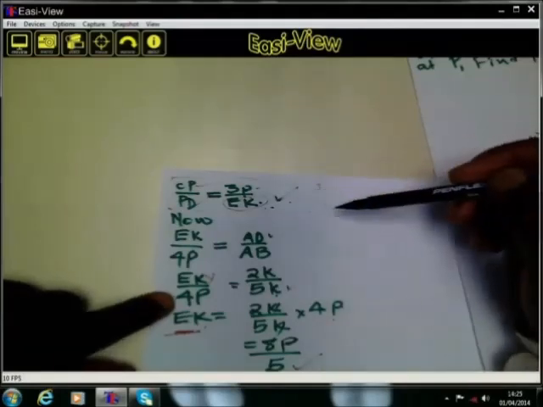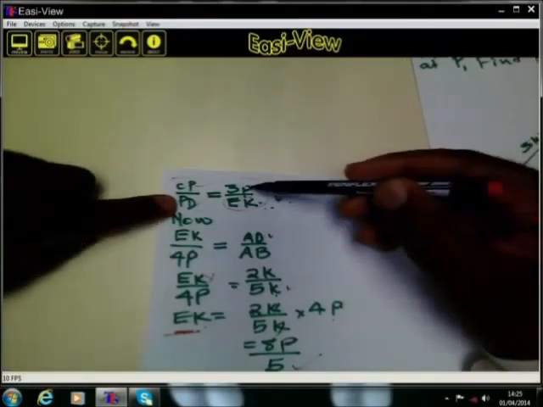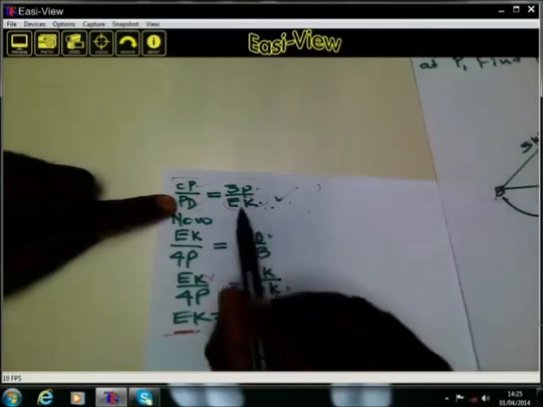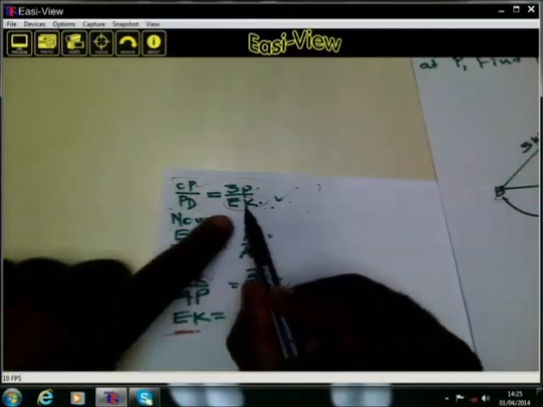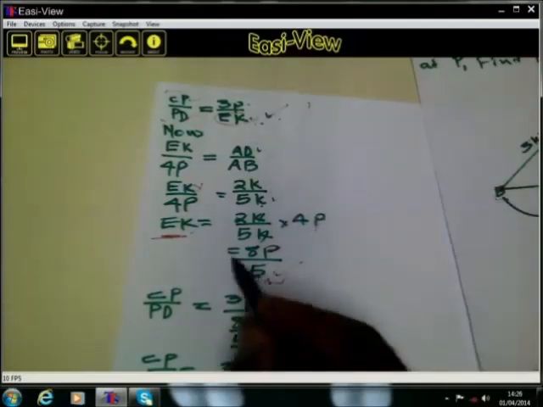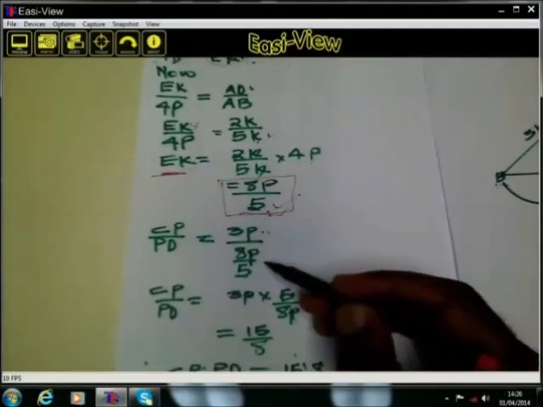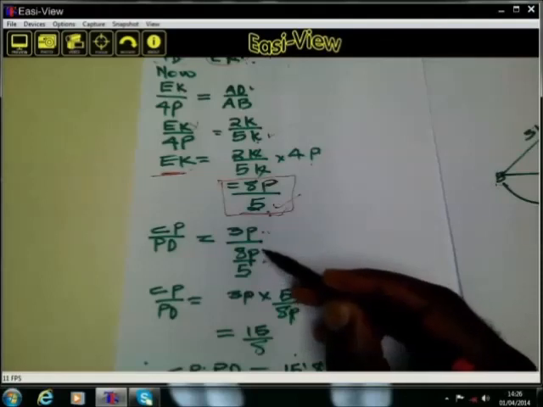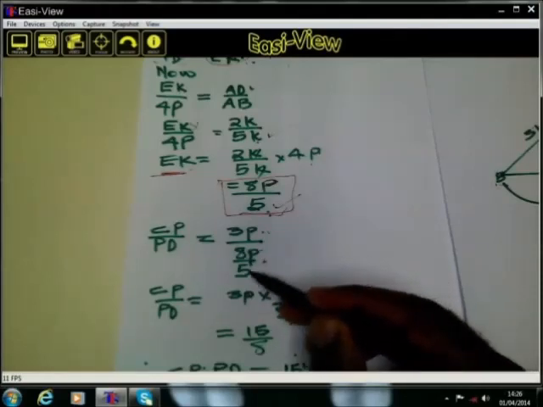Wherein we said, when we started, CP over PD must be equal to 3P over EK. And now that we have determined the value of EK, we substitute the EK with this value. Where EK appears in the first equation, it will be substituted, and that is the simplest substitution, because I know that EK can be defined by 8P over 5.